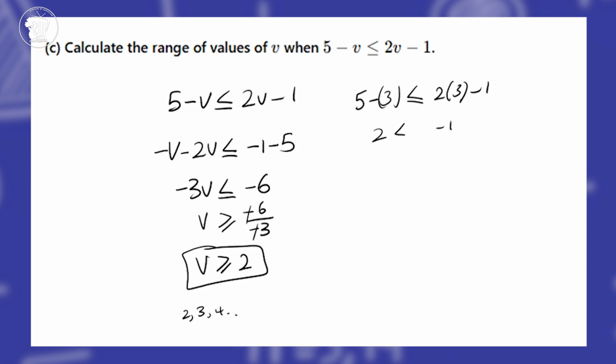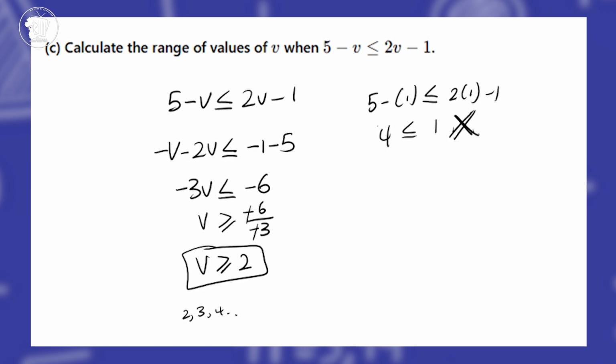So let's say we didn't switch around the inequality sign. Our answer would have been v is less than or equal to 2, right? A number less than or equal to 2 would be 1. So let's substitute 1 and see if that will work. So 5 minus v in this case is 1, is less than or equal to 2 times v, which is 1, minus 1. So 5 minus 1 would be 4, is less than or equal to 2 times 1 is 2, minus 1 would be 1. So 4 is less than or equal to 1, so this is absolutely not true.